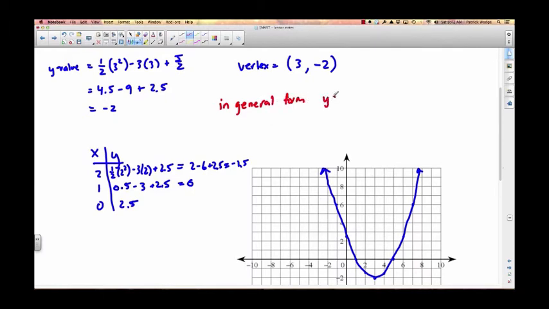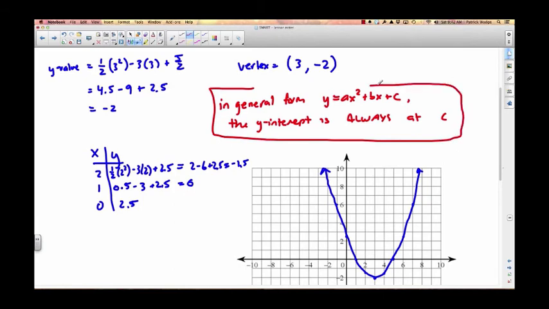So again, if you don't know what it is, I'll write it. y equals ax squared plus bx plus c. The y-intercept is always at c. Does that make sense why? If to find the y-intercept, you put 0 into the x's. If I put a 0 here, this first term's all 0. If I put 0 here, this second term's all 0. And what I'll be left with is c. So in general form, the y-intercept is always at c.